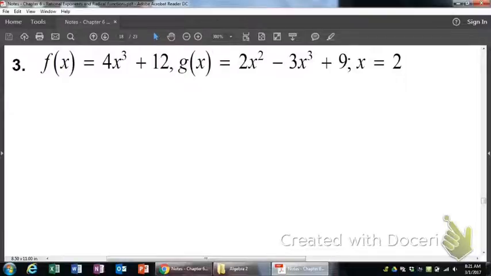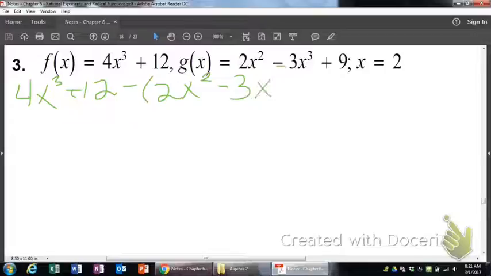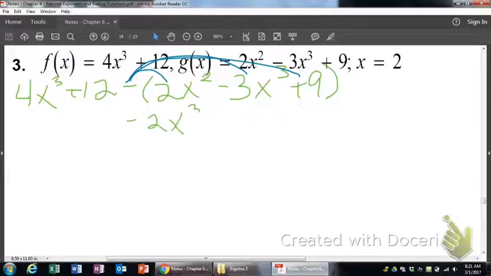So now I have f of x minus g of x. That's going to be 4x cubed plus 12 minus 2x squared minus 3x cubed plus 9. So first thing I'm going to do is take this negative sign and distribute it to every term. So that's going to be negative 2x squared plus 3x cubed minus 9. And this 4x cubed plus 12 come down just the same.